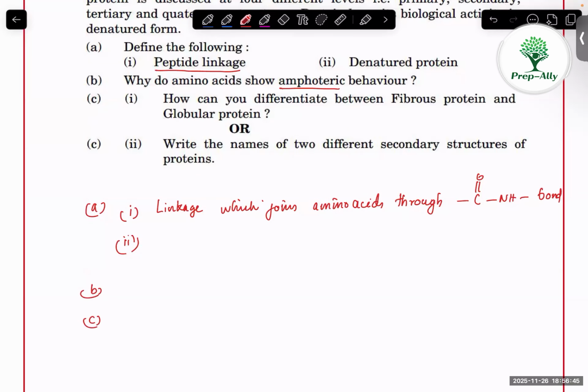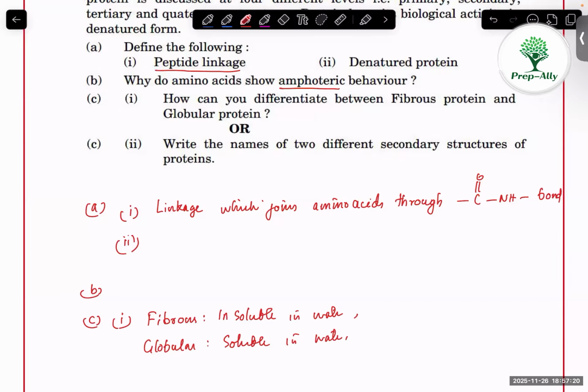C part, first one: how can you differentiate between fibrous as well as globular? You can write any 2 points. In my opinion, go for the simplest one. The simplest one is, fibrous means basically insoluble, and globular is basically soluble in water. Simplest point only, simplest difference only: insoluble and soluble in water.